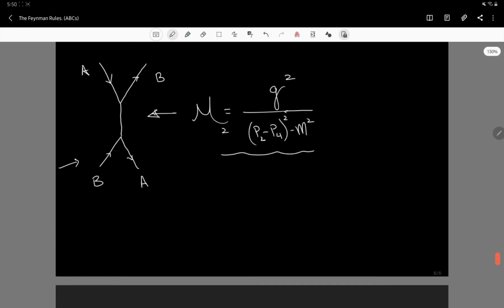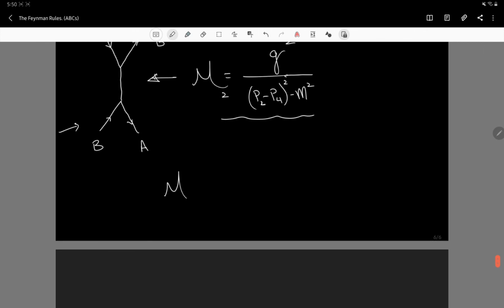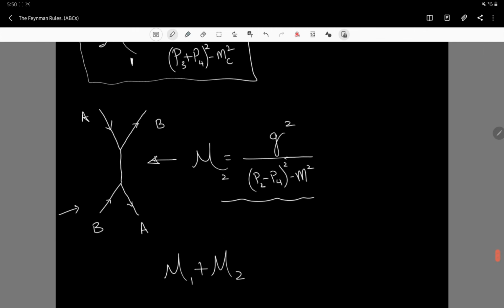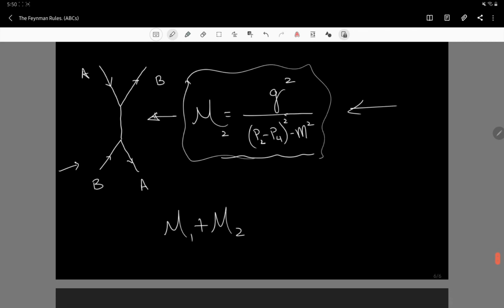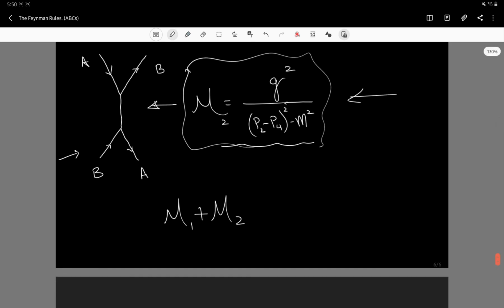So when you add M1 plus M2, these two, this one and this one, you would have a leading order matrix element, well, I should call it the amplitude, right? The scattering amplitude. Perfect. Now let's just stop this video over here.